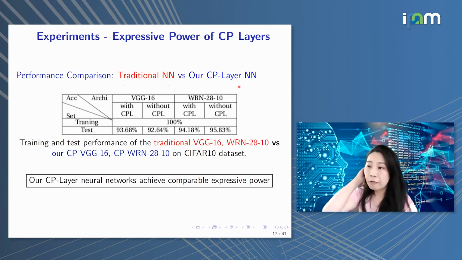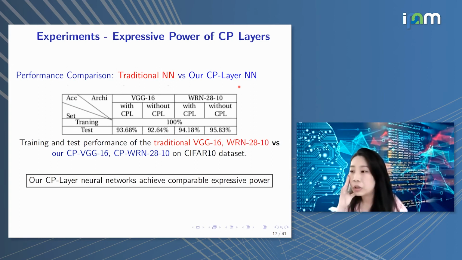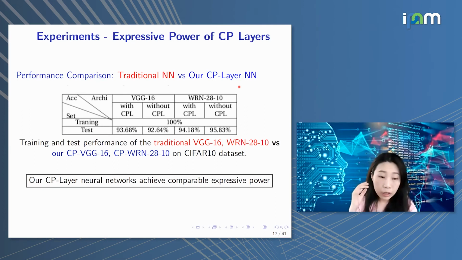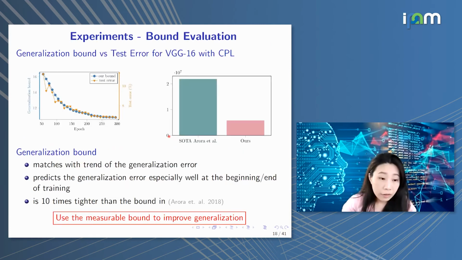Now for some performance results. Compared with traditional neural nets on very popular benchmark data sets such as the CIFAR-10 image benchmark, our CP layer neural network achieved comparable expressive power. For example, you can achieve 100% training accuracy and very impressive test accuracy, although you're doing a lot of compression.